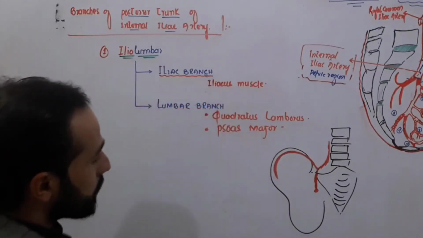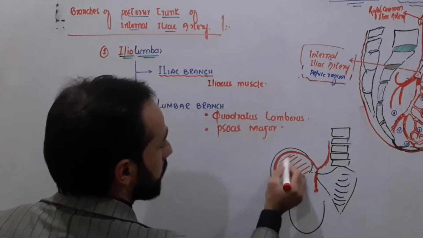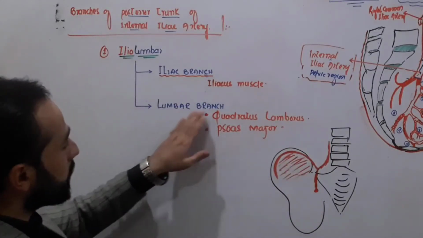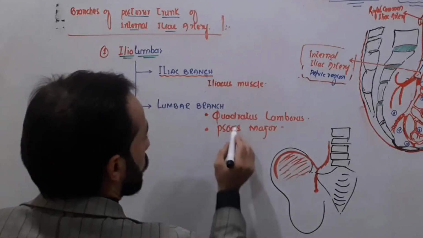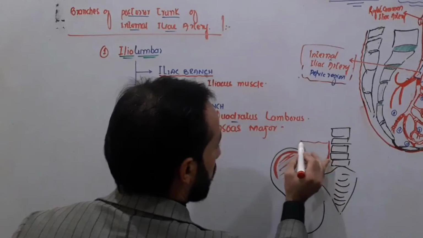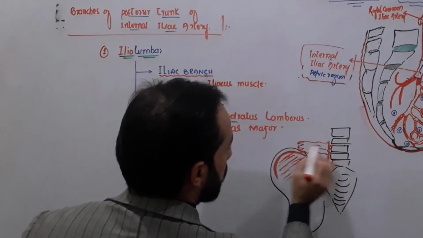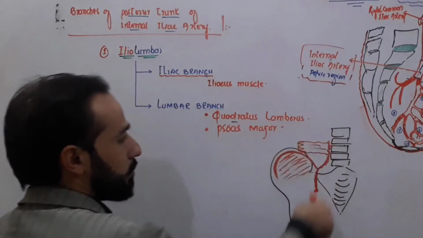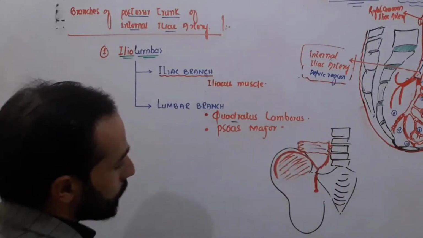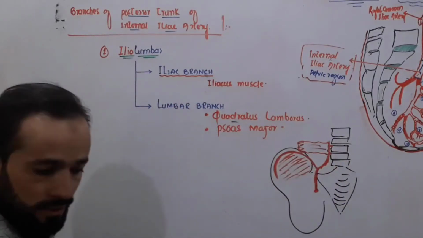So the iliac branch will supply blood to the iliacus muscle. Here is our iliacus muscle, and the lumbar branch will supply blood to the quadratus lumborum, right? Here is a muscle, it is like this, the quadratus lumborum muscle. And there is the psoas major muscle also. So this was our iliolumbar branch, right?